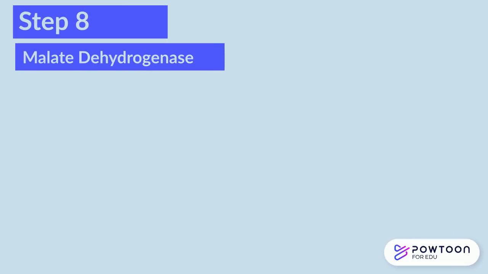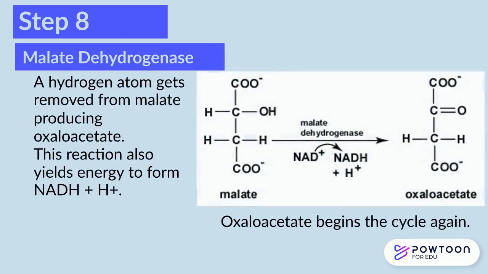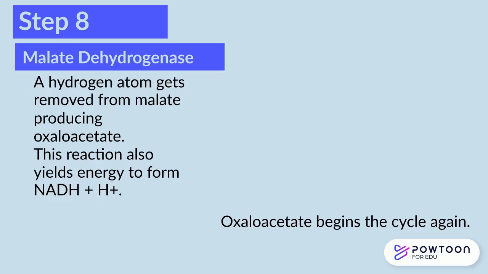Step 8. Malate dehydrogenase. A hydrogen atom gets removed from malate, producing oxaloacetate. This reaction also yields energy to form NADH and hydrogen. Oxaloacetate begins the cycle again.